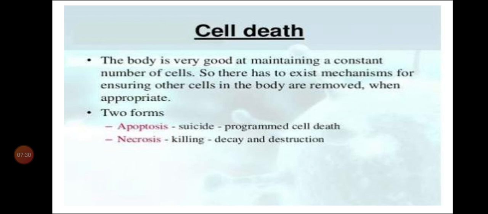The body is very good at maintaining a constant number of cells, so there have to exist mechanisms for ensuring other cells in the body are removed when appropriate. There are two forms, that is apoptosis and necrosis. Apoptosis means suicide and necrosis means killing. Suicide means programmed cell death and killing means decay and destruction.